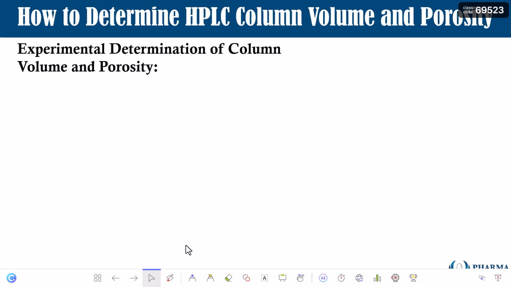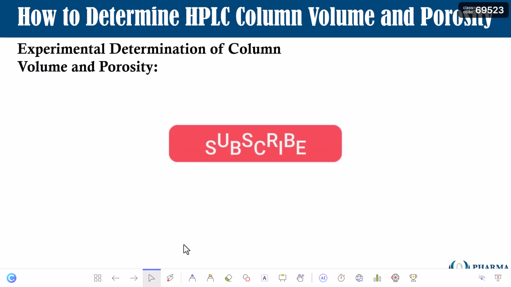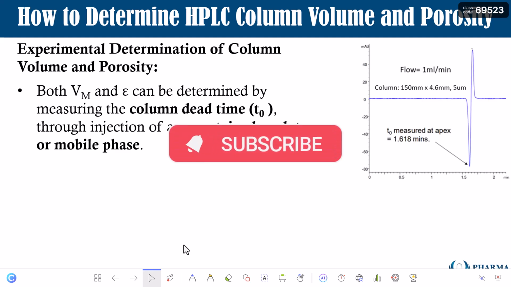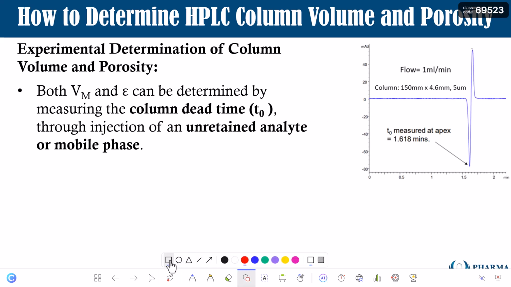So let us understand how one can determine the column's volume and the porosity by conducting very simple experiments. This is the example I would like to give you to calculate the column's volume. Vm stands for the column volume, epsilon stands for the column porosity, and can be determined by measuring the column dead time, that is T0, by injecting the unretained analyte or just simply by injecting the mobile phase.